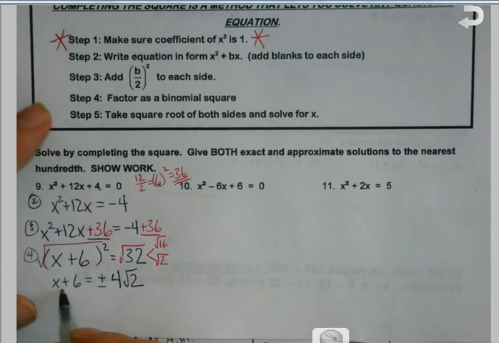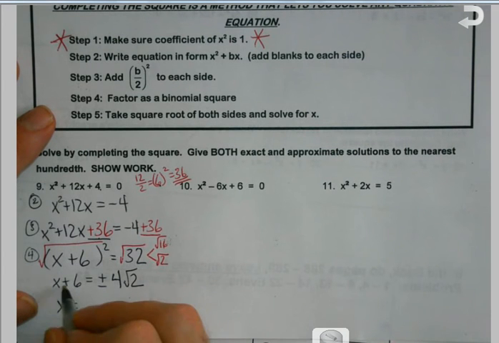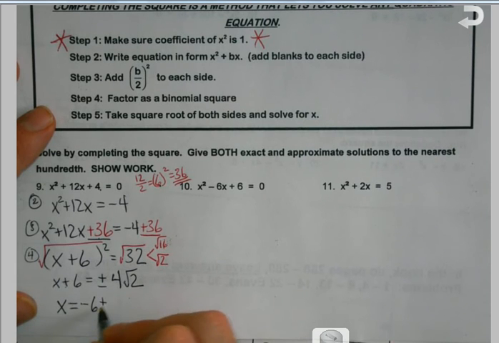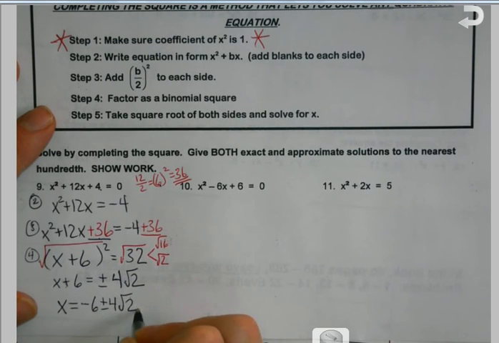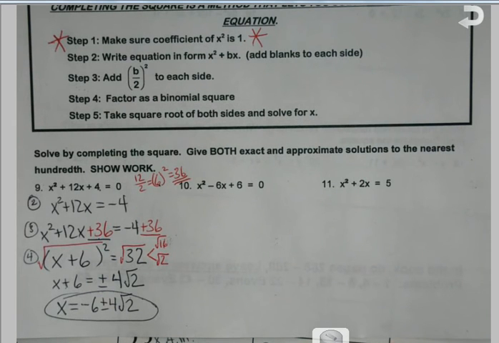And my last step will be to bring that 6 over. But remember, you have to do the opposite to bring it over. And it can't break through this plus minus barrier that's there, separating our radical. And that gets me to the exact solutions. Now, am I going to ask for exact most of the time? Yes. Because, well, it's exact. Mathematically, that's the best way to go.